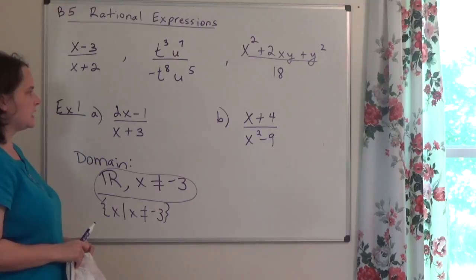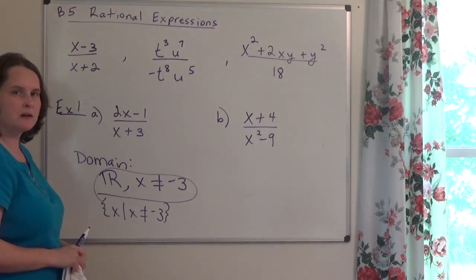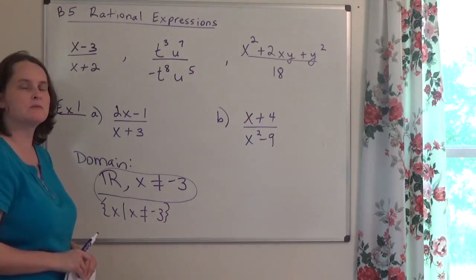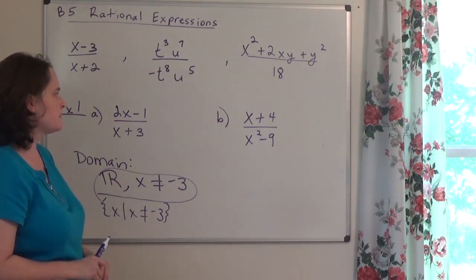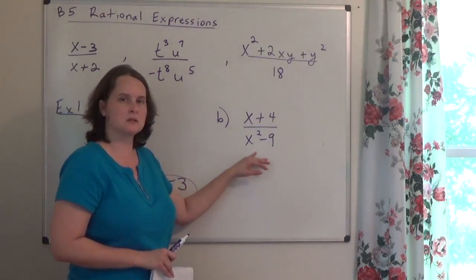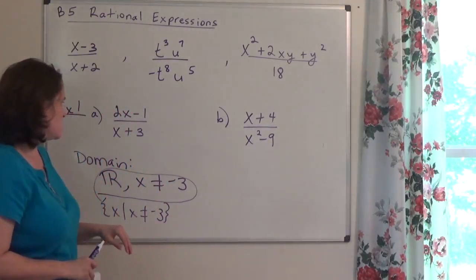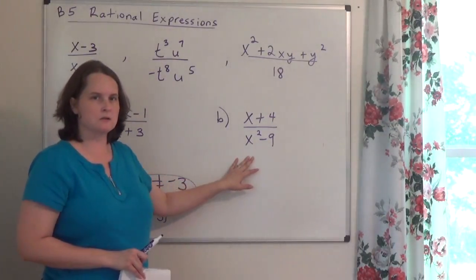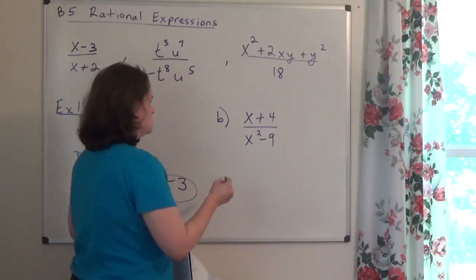What about part B? It's the same concept here. We have to be careful, because we're essentially looking for any value of x that would give us 0 in our denominator. This denominator is a little different from the last one, because that one could not be factored, but x squared minus 9 can be factored. So let's go ahead and factor that first.